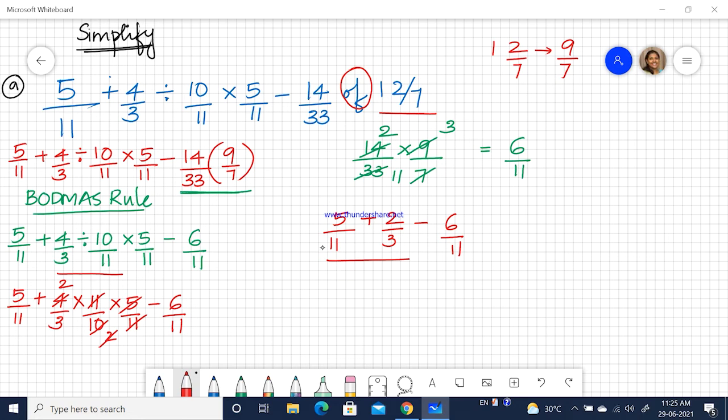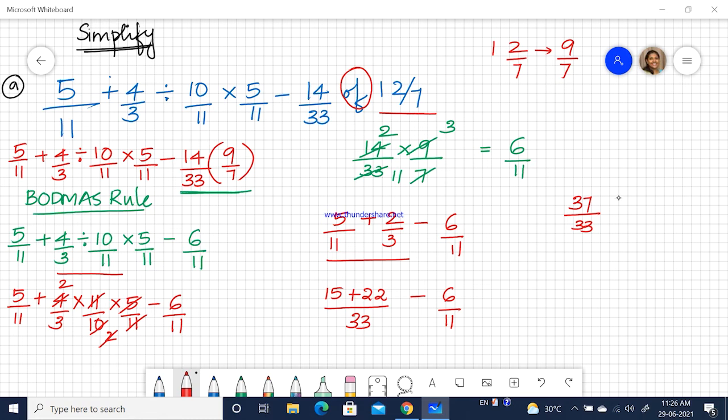What you have to do is find a common denominator, or you can use the butterfly method. Butterfly method means you cross multiply this and multiply this. So you'll get the denominator as 33. So 5 into 3 is 15 plus 22 minus 6 by 11. So that is 37 by 33.